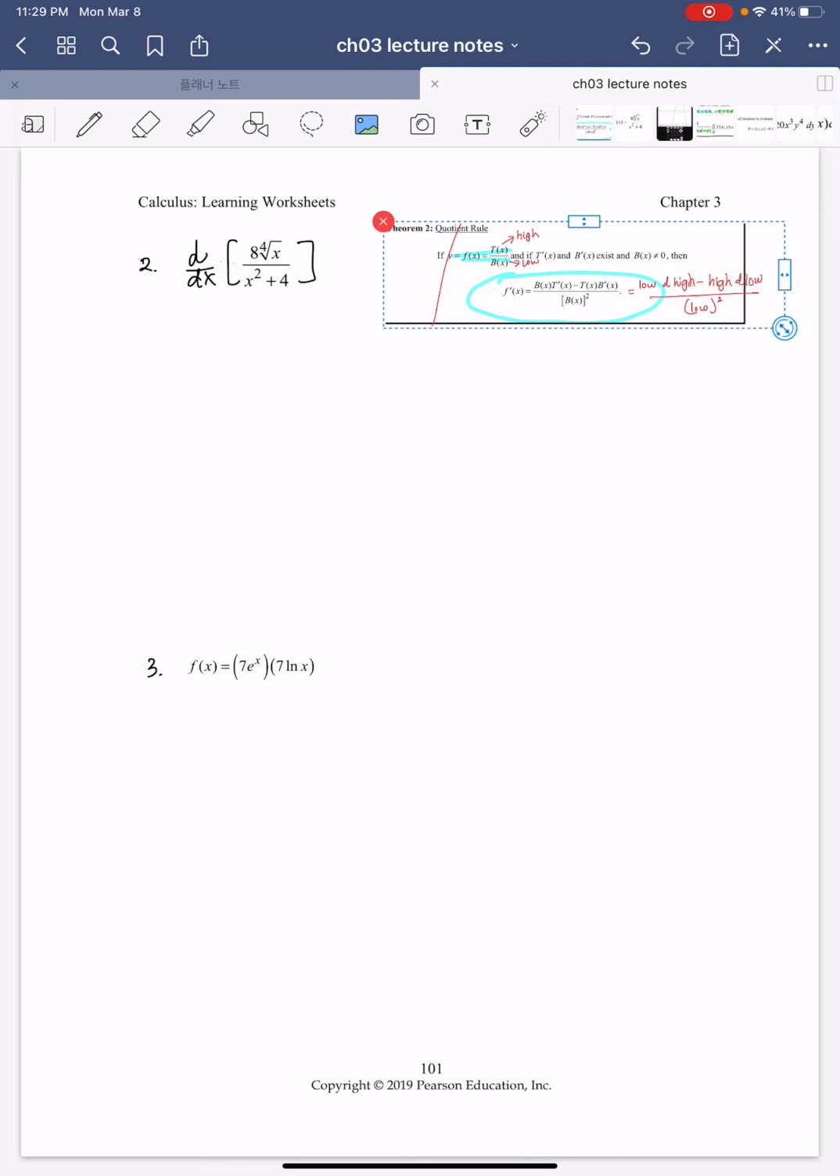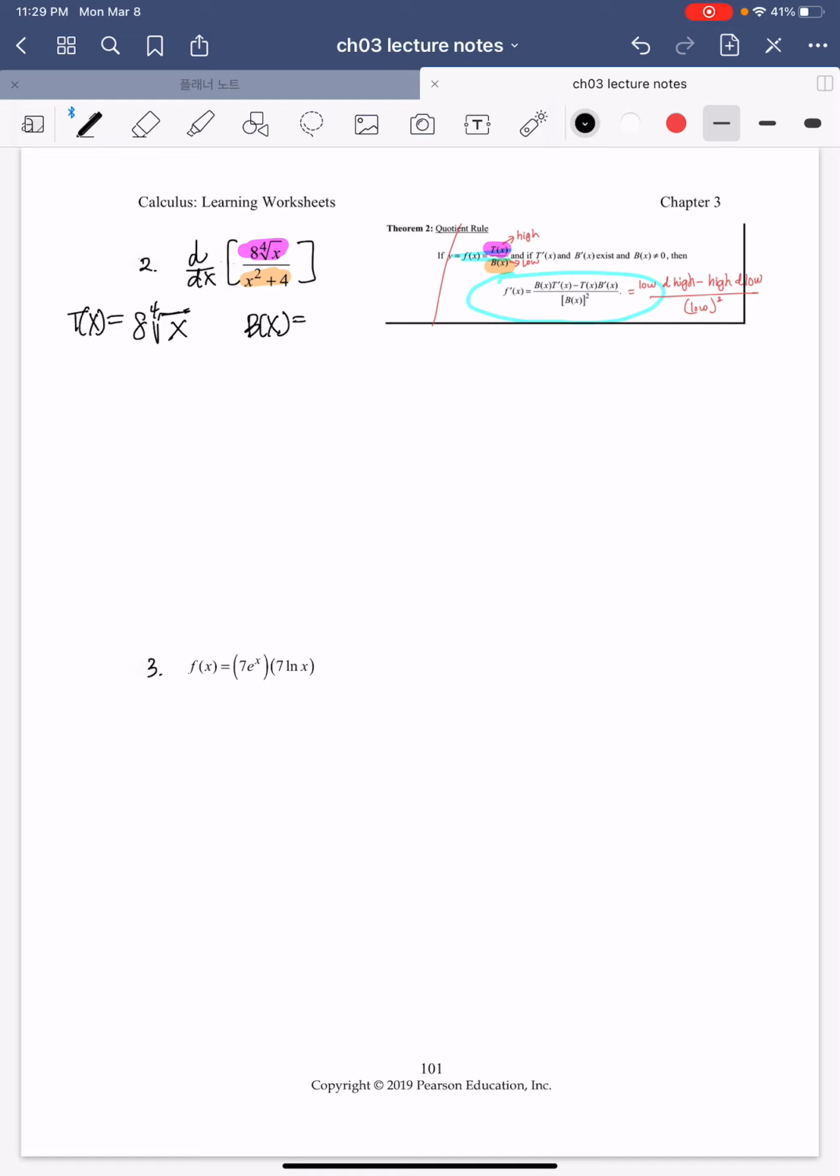So this, to me, I'm seeing my numerator. This part over here will be my t of x. My denominator will be my b of x. So let's write it out. My t of x will be 8 times the 4th root of x, and then my b of x will be x squared plus 4. Now I need to take the derivative of each function. So let's go ahead and do that.